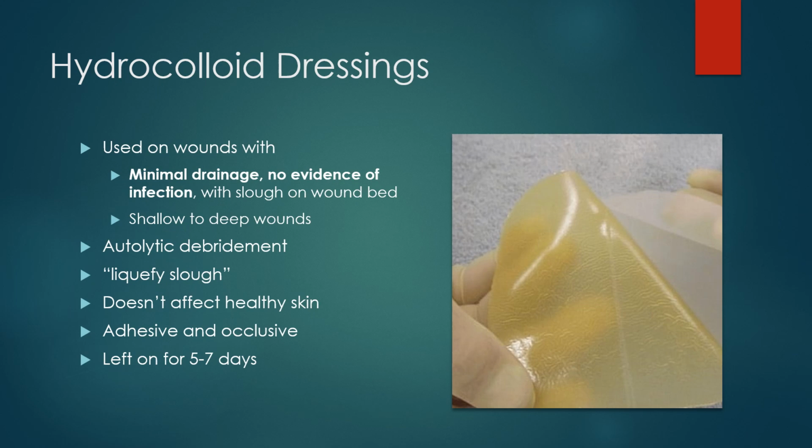Next, we have hydrocolloid dressings. Hydrocolloid dressings are used on wounds with minimal drainage and no evidence of infection. These wounds can have slough on the wound base. If you remember in section 2 of 3 for this unit 2, we talked about slough or the yellow wound base. So these hydrocolloid dressings are appropriate for wounds that have a yellow base. They can be used for both shallow and deep wounds. They do provide something called autolytic debridement, and we'll talk about the different debridement agents and forms later on as well.